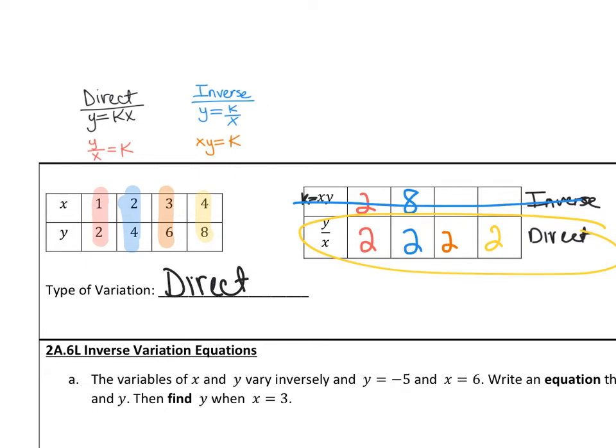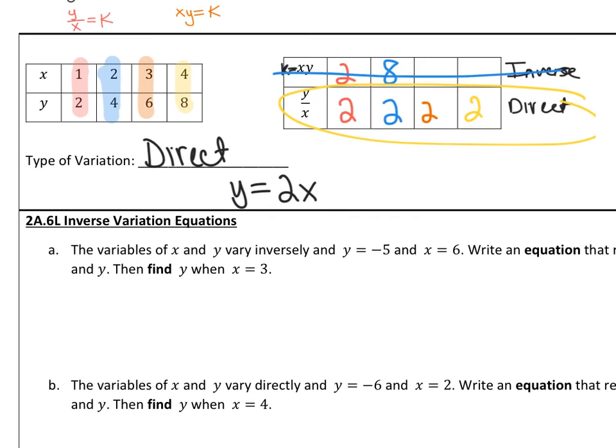If I had to write the equation, I go back to the y equals 2x. Now, if you work it out in this table and you don't get numbers consistent on the top or numbers consistent on the bottom, then that would be neither, okay? So now we're just going to have a couple questions that deal with the words, okay?